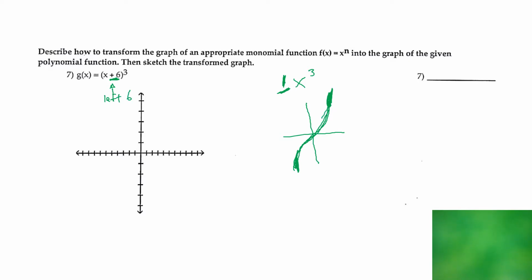So if we take this green graph on the right hand side, and we move it 6 to the left, think about what that would look like. That means that this point that crosses right here, instead of crossing at 0, it would cross at 1, 2, 3, 4, 5, 6. It would cross right here. So if we just sketched it, it would basically be this graph.